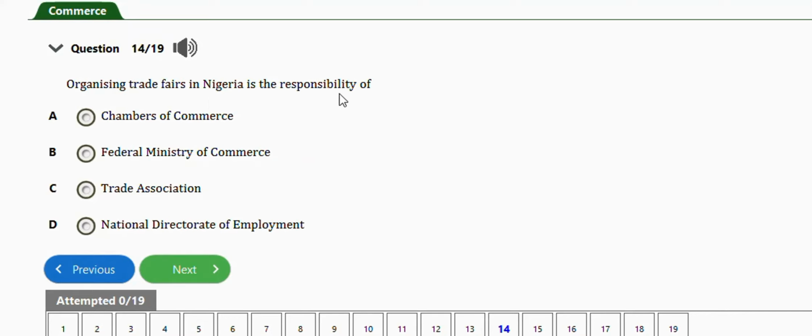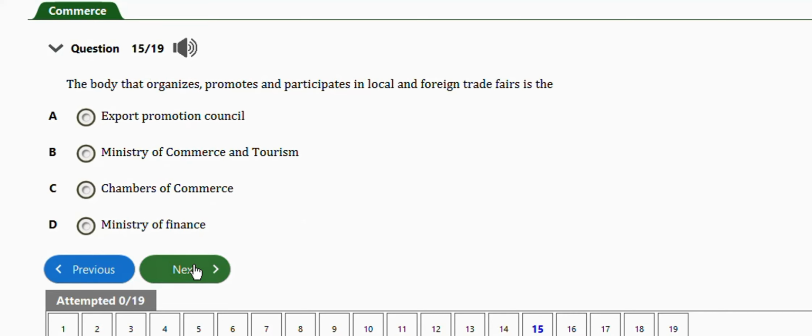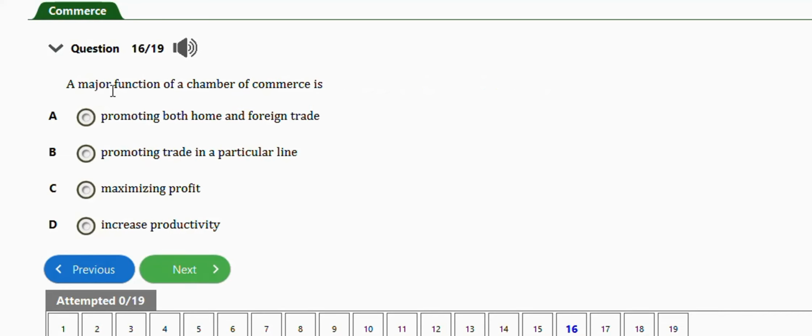Next question. Organizing trade fairs in Nigeria is the responsibility of the Chamber of Commerce. Option A. Next question. The body that organizes, promotes and participates in local and foreign trade fairs is the Chamber of Commerce. Option C. See, there are various ways you can ask questions under Chamber of Commerce. Next question. A major function of Chamber of Commerce is, I think this is a particular question, is to promote both home and foreign trade. Yeah, option A, the right answer.